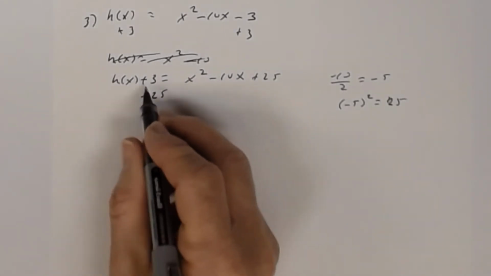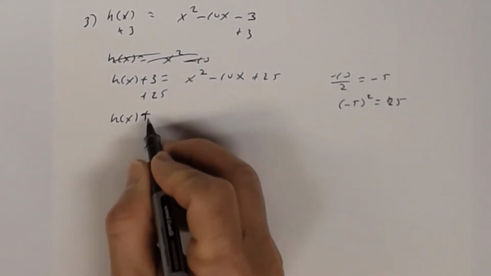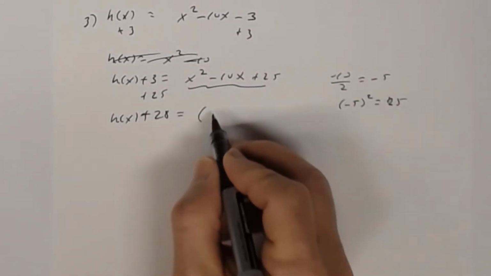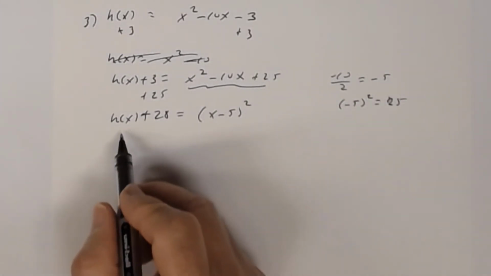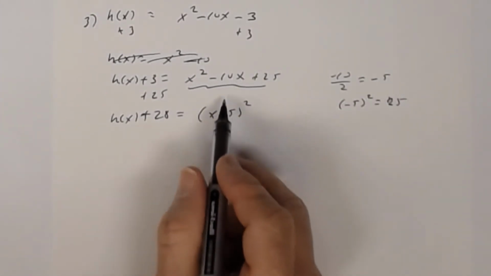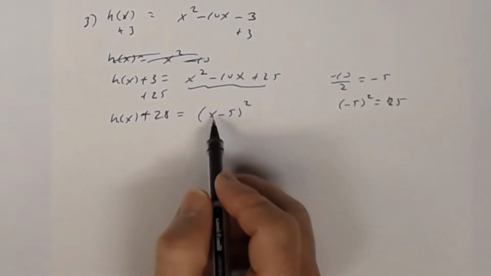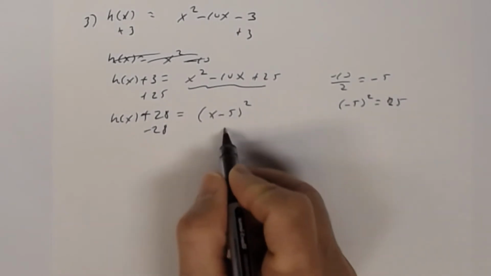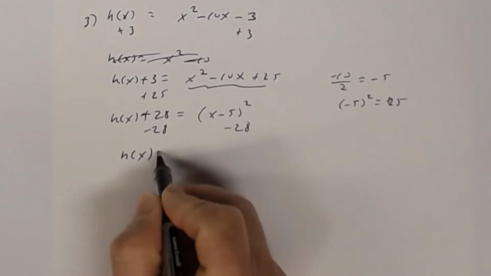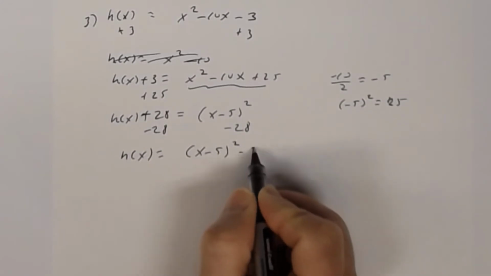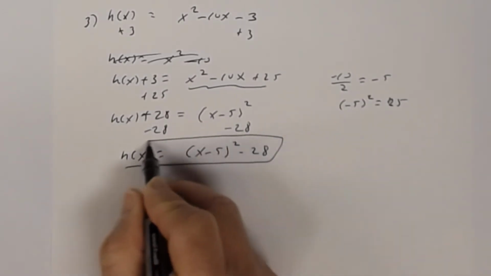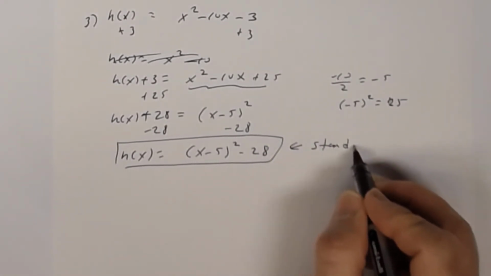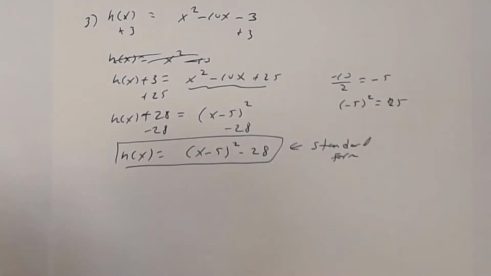And so now when you combine like terms, we get h of x plus 28 equal, and this should now be a perfect square trinomial. So we get x minus 5 squared. Once you factor this into a binomial squared, then you just solve for h of x. So subtract 28 from both sides, and you get h of x is equal to x minus 5 squared minus 28. So there's your vertex form, standard form. Okay, so that was number 3.